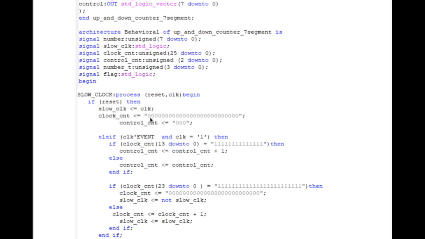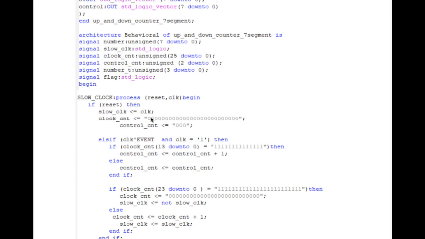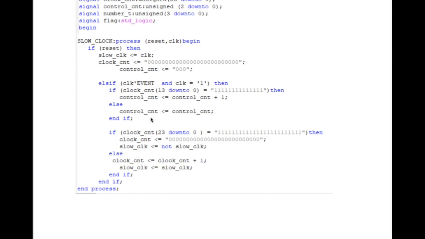First of all, because the system clock is very fast, it's 100 megahertz, I should implement a clock counter to count it until the clock counter reaches a certain number, and then the slow clock will change from low to up, or from up to low.